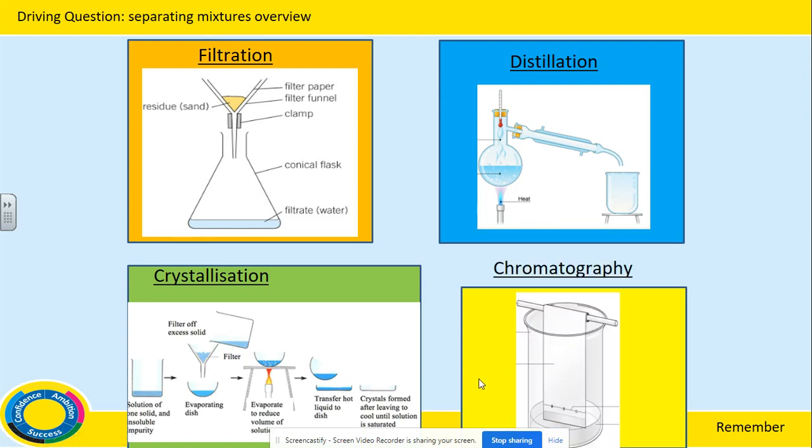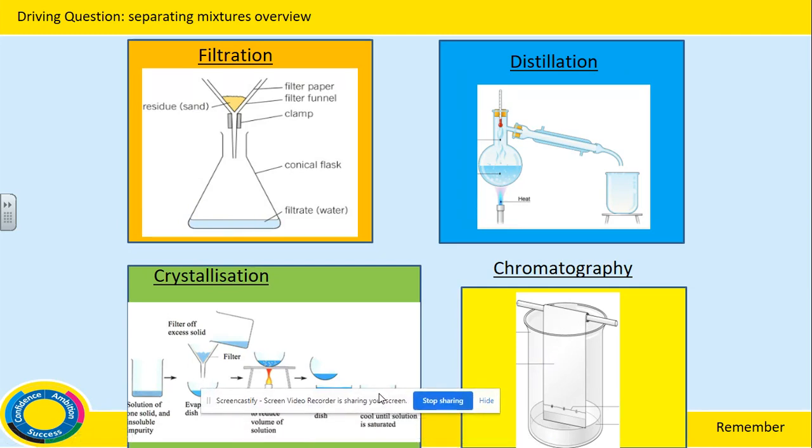And the last one is chromatography. We did this one before, year sevens. What did we do with this one? This is to separate different colors in an ink. So we can identify an ink based on its composition.